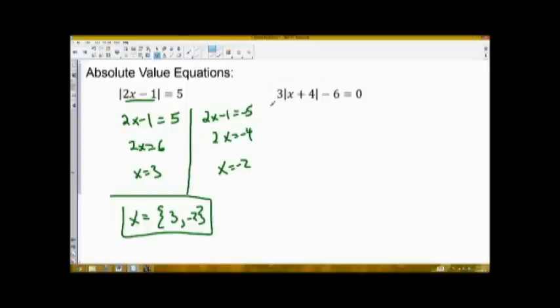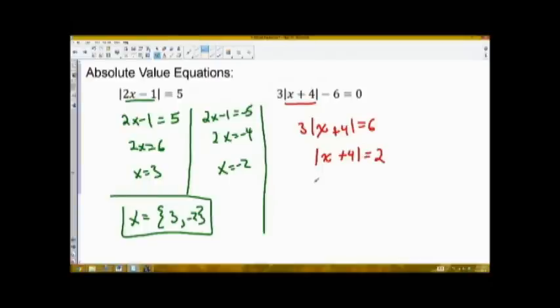For the other one, similar situation. Doing it in a different color. The only thing is that my absolute value is not yet isolated, so in order to solve it, I need to isolate it just like we did over here. So I'm going to bring the 6 over. Get 3 times the absolute value of x plus 4 is equal to 6, which tells me that the absolute value of x plus 4, when I divide both sides by 3, must be 2.